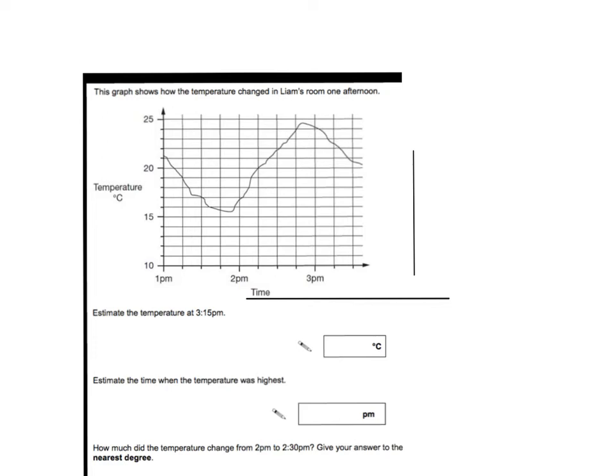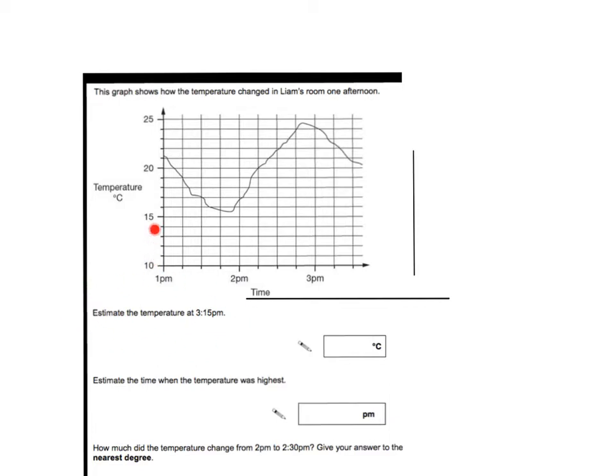In order to answer graph questions like this, you're going to need to use a ruler in order to work from one axis to the other and see where the line graph would meet those axes. You can see this line graph here works its way across the chart, working from temperature on this side to time on this side. So the first part of the question says estimate the temperature when the time was 3:15.